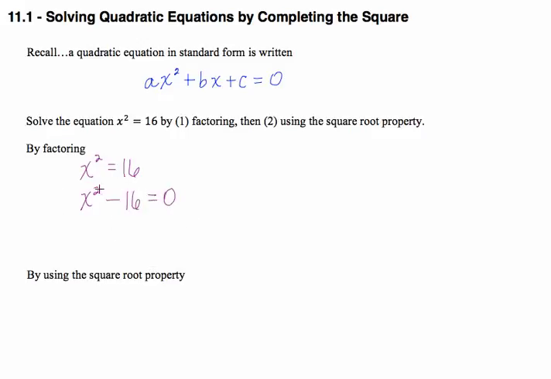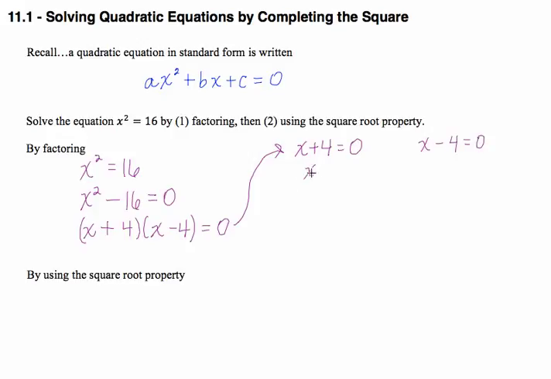And then factor. This is a difference of squares. This is equivalent to x squared minus 4 squared. So it's going to factor into x plus 4 times x minus 4. And once you get an equation that's factored and set it equal to 0 on the other side, you can use that zero product principle and set each factor equal to 0 and solve for x on each of those. So this gives us x equals negative 4 and x equals 4.